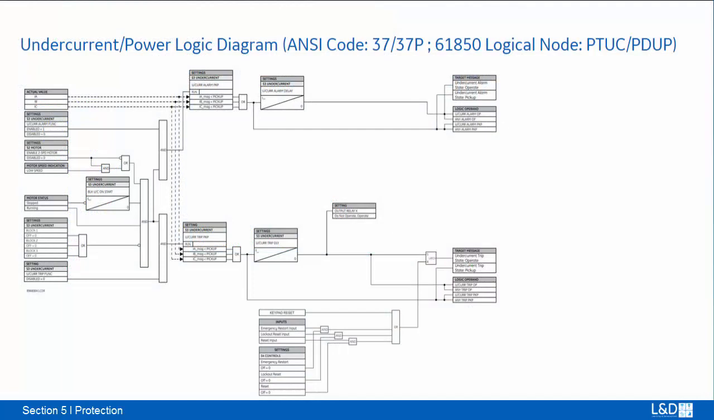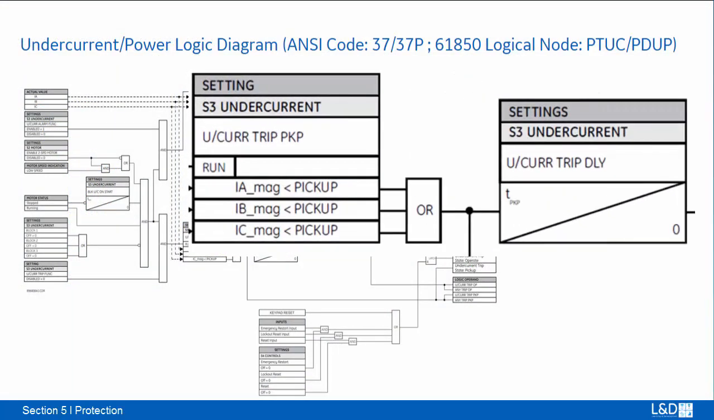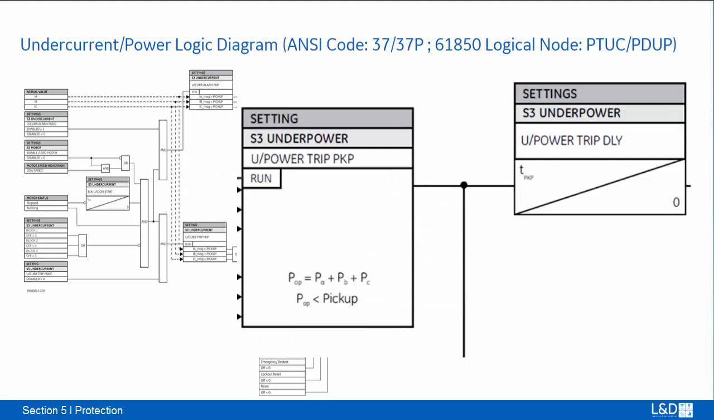In the logic diagram of undercurrent, each individual phase current dropping below the pickup will assert the undercurrent pickup operand, while in underpower, only three-phase power below the underpower pickup level will assert the underpower pickup operand.